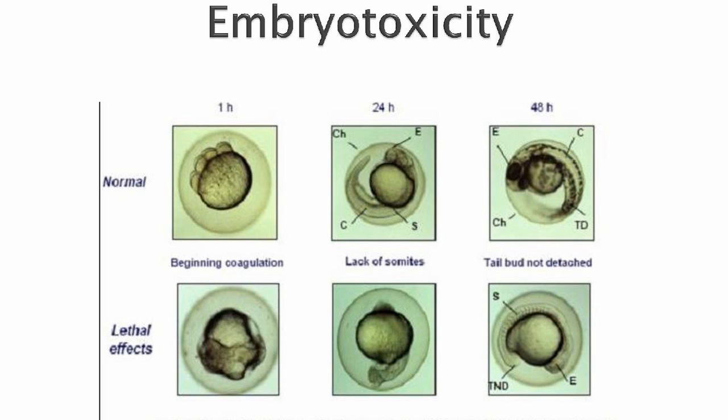Lack of somites is also one of the features. Somites cannot be clearly seen, and sometimes the tail bud doesn't get detached, or the otolith is not seen, or the eyes are not properly developed. So these are all the parameters which we can observe under the microscope during the embryo toxicity study.